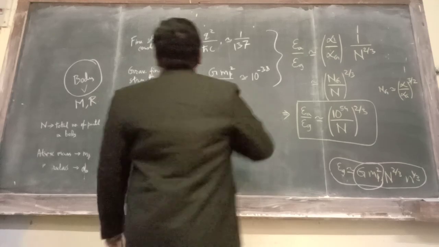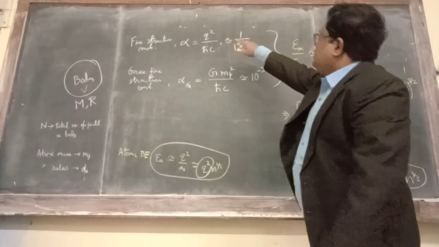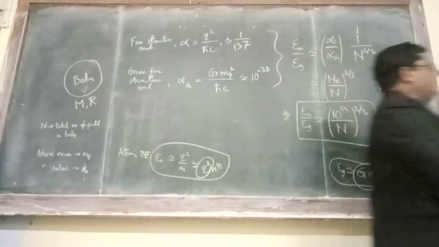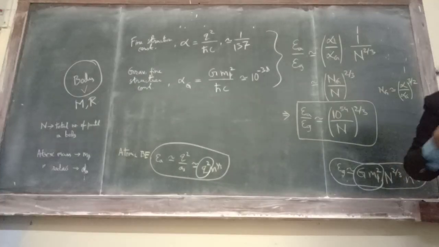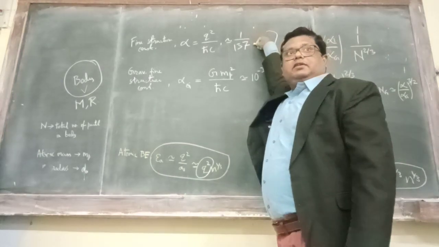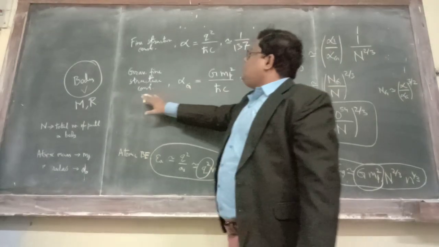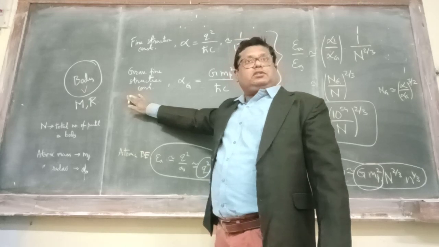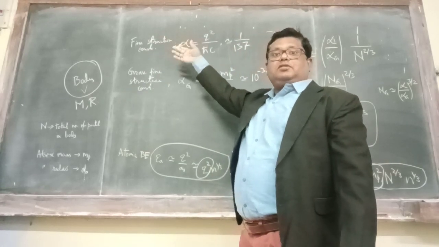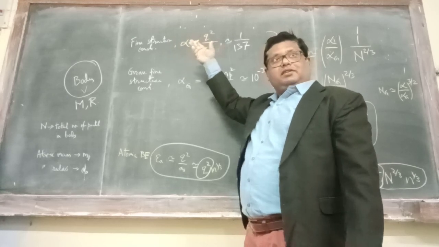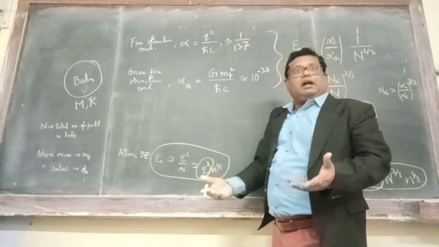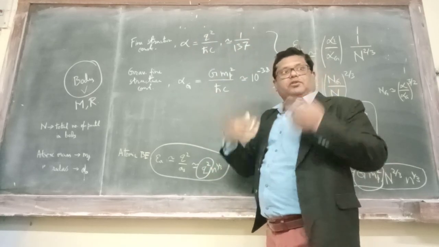Now, let me talk about the fine structure constant alpha, approximately q square by h cross c. So this is approximately 1 by 137. Now, let's talk about the gravitational fine structure constant. Remember this fine structure constant shows the importance of electromagnetic interactions, right? This structure we encountered during our course of electromagnetic theory.